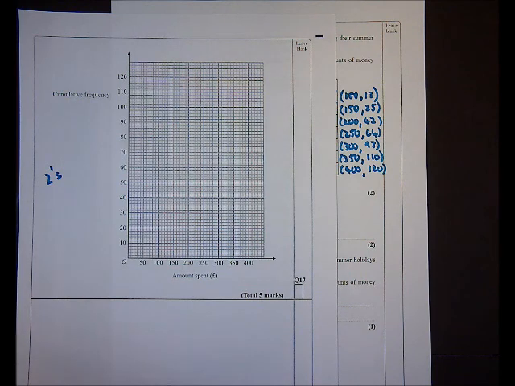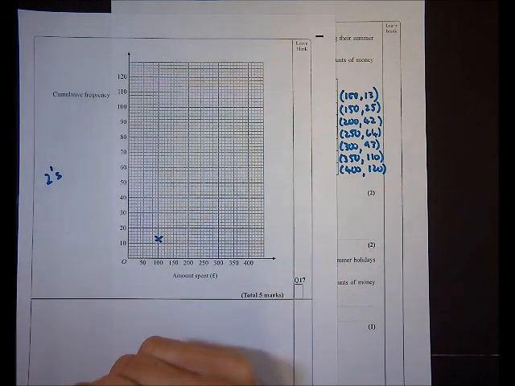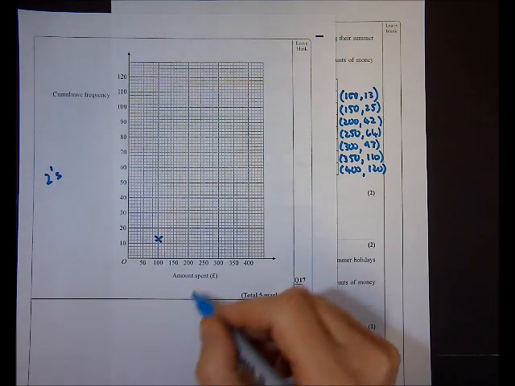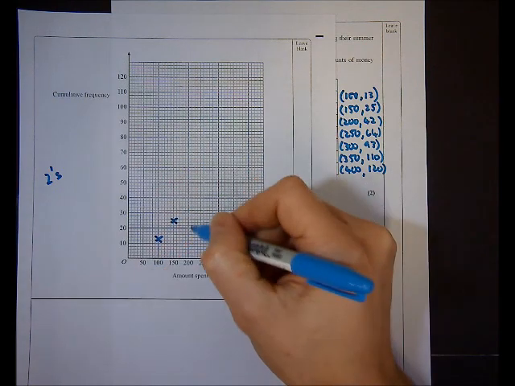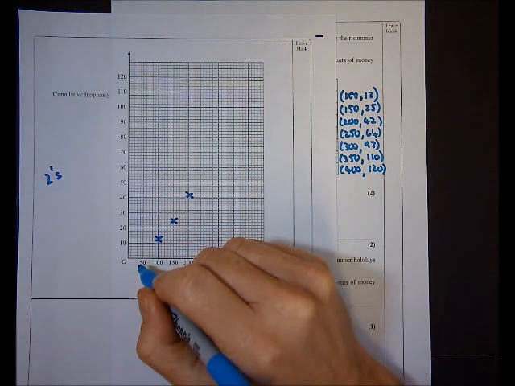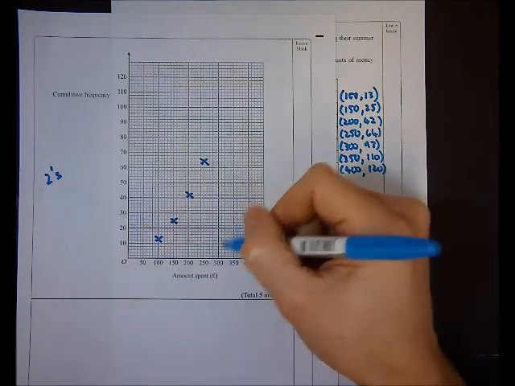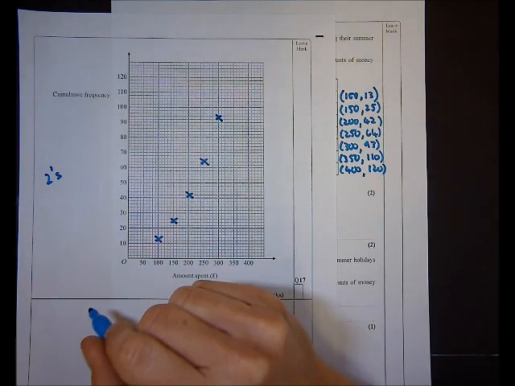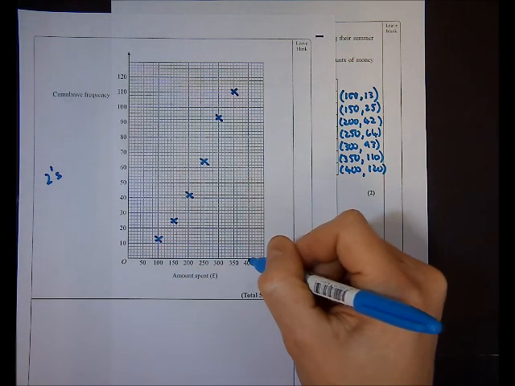So I want 100 and 13. So 100 and 13 therefore will be in that region there, and I'm going to mark it with a cross. And I'm going to do the same for all these other points. So 150 and 25, 242, 250 and 64, 393, 350 and 110, and 400 and 120.